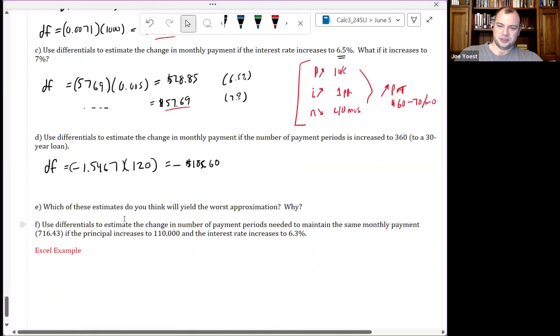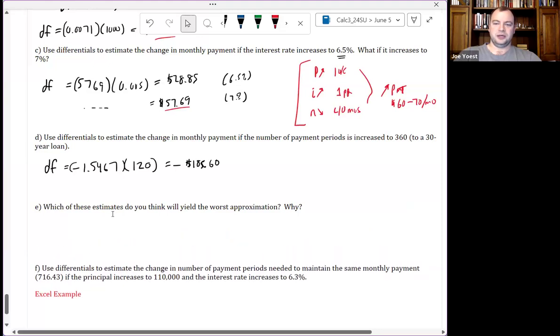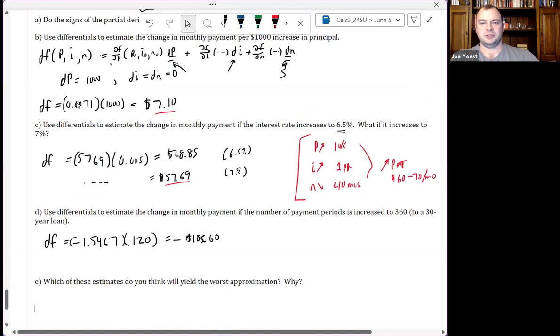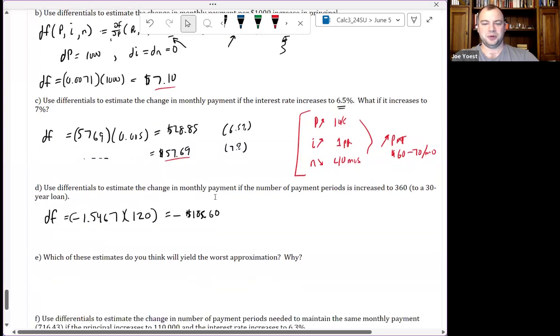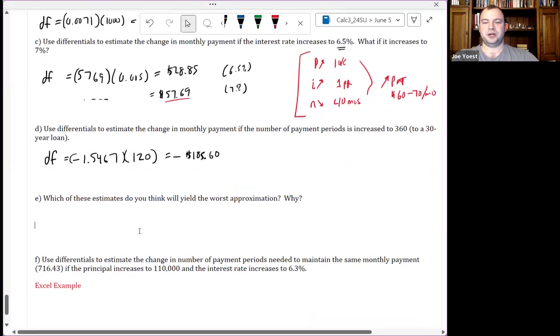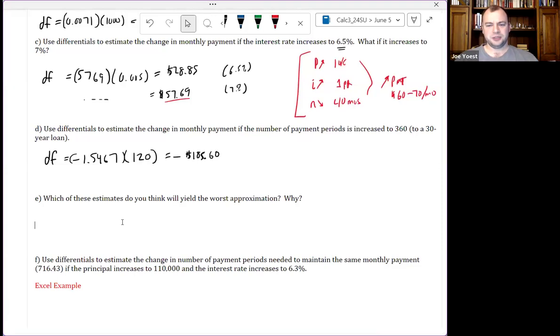Okay, and we're almost done with this. Two more small questions. We just made a few different estimates here, changing the principal by 1,000, the interest rate by 0.5 or 1 percentage point, the term by 120 months. These give approximations to how the monthly payment will change. Which one do we think will be the worst approximation and why?